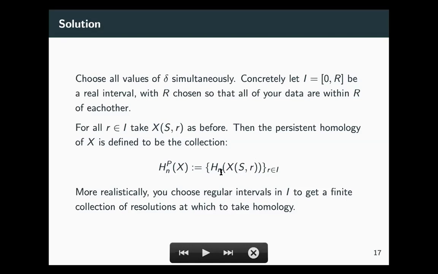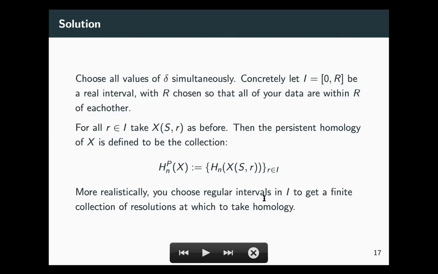So this is going to give us an uncountable amount of homology, and that's obviously not very useful for a computer program. There's no way you can handle an uncountable amount of data. So what we're realistically going to do is choose regular intervals inside the interval, and take snapshots. If you think about it as a timeline, you can take a snapshot every 3 seconds, and that'll give you an idea of what the actual persistent homology looks like.